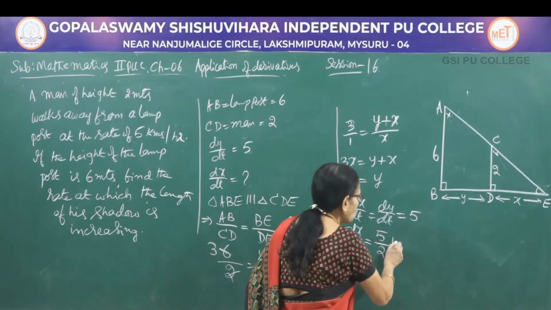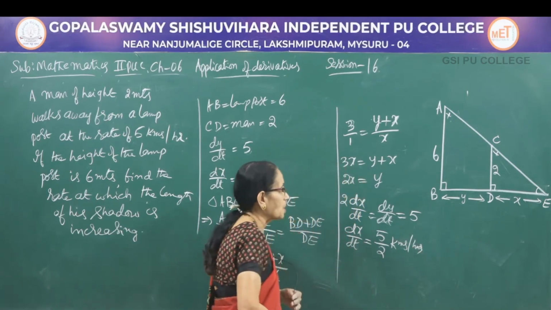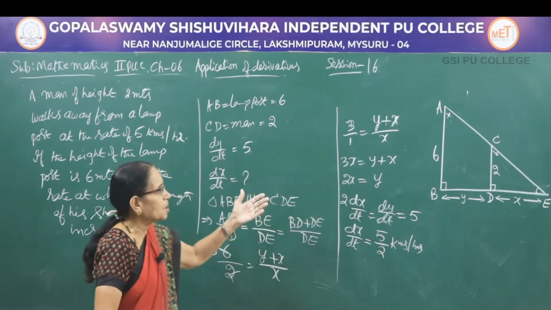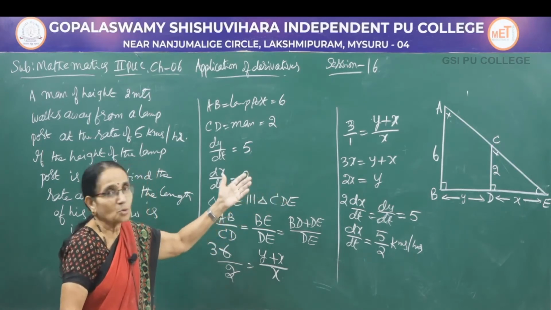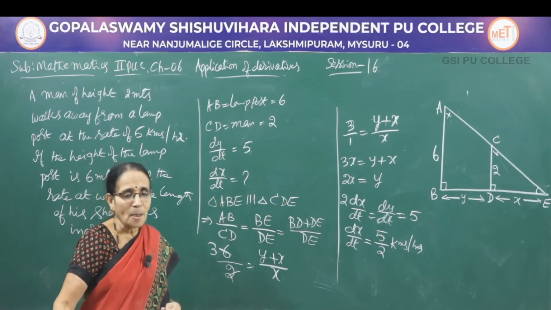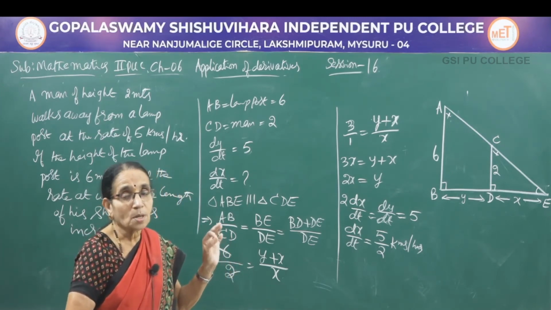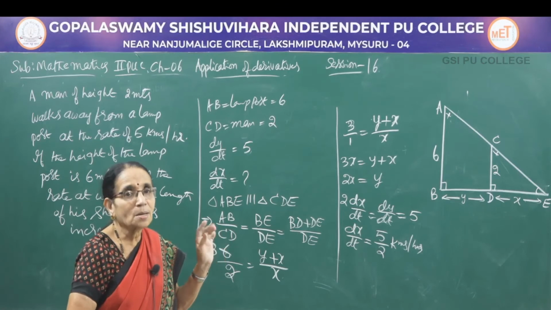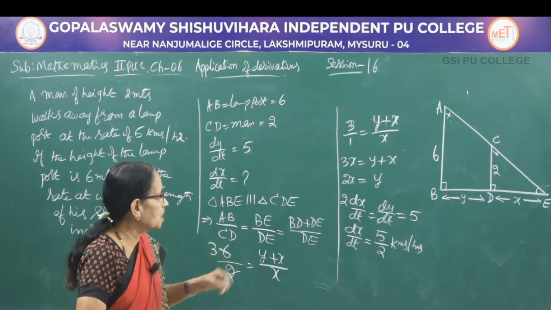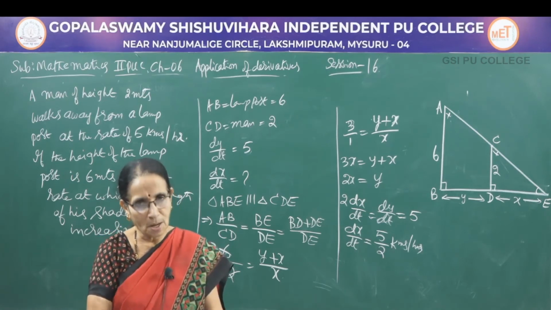And what is the unit? Kilometers per hour. Of course, the height is given in meters, but you need not convert either one, you can take it like this. So, how do you write the answer here? The answer should be written like this: the length of the shadow is increasing at the rate of 5/2 kilometers per hour.